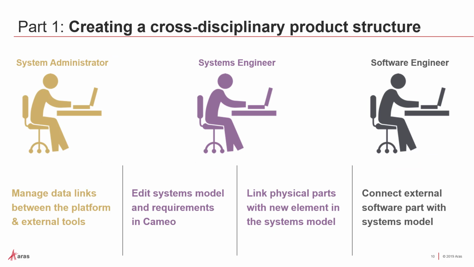This demonstration will start by showing how the system administrator can manage data links between the platform and the external software tools. The systems engineer, working in one of these external tools, a desktop systems modeler called Cameo, will add a new system element with a brand new requirement. You'll see how federation works to bring the new system element and its requirement into the platform. There on the platform, the systems engineer can map parts from software, electrical, and mechanical domains to the system elements and requirements they fulfill. Finally, the software engineer will update the part with a new version of software to support it. Let's begin.